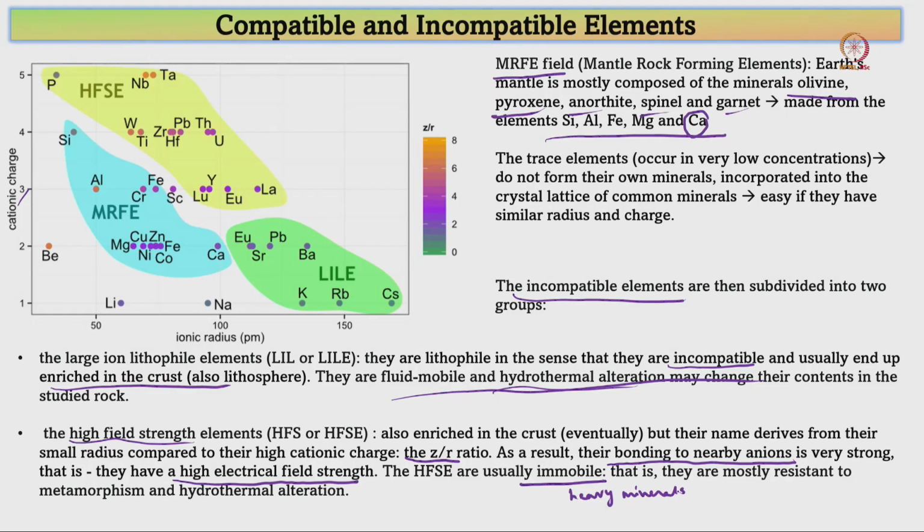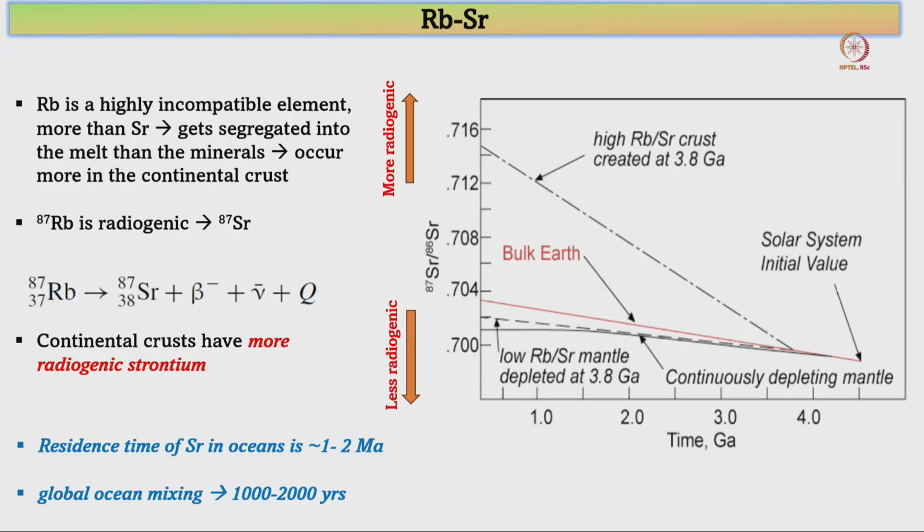So, they will form what we call the heavy minerals. They will mostly be in the form of refractory minerals. They will be the heavy minerals, refractory minerals, minerals that do not erode, they do not get altered. So, I hope this is clear how we differ between compatible and incompatible elements. Now, let us take up this particular system called the rubidium strontium system.